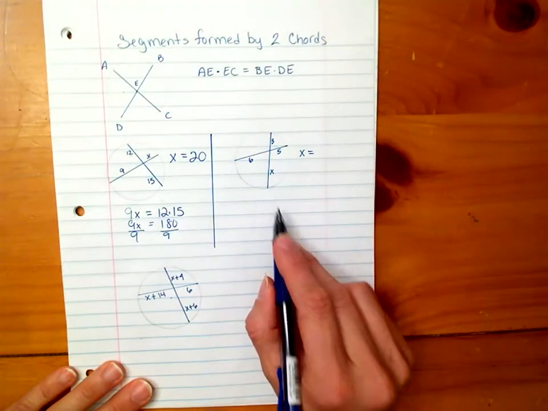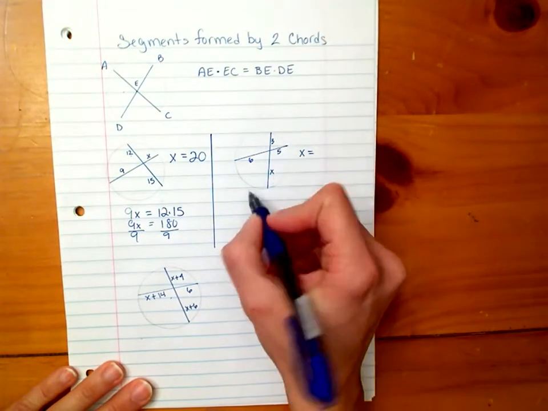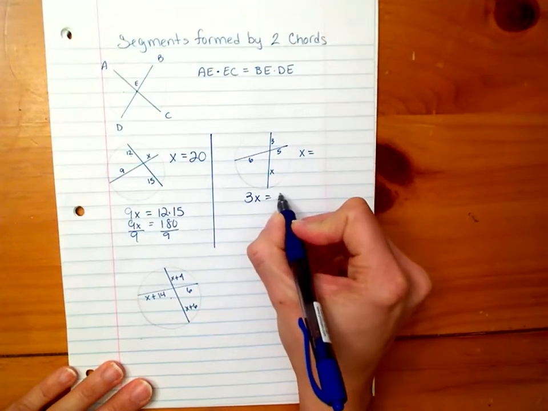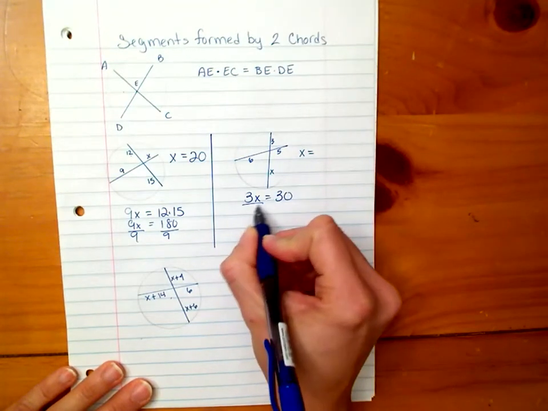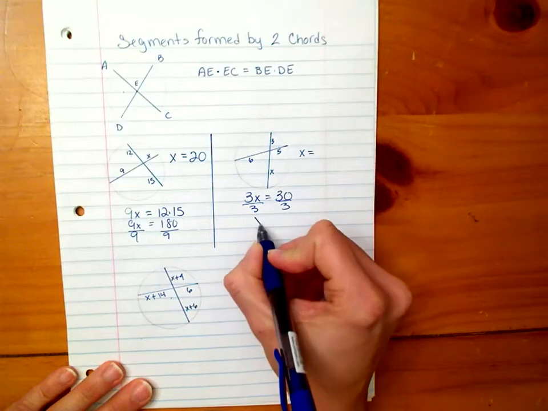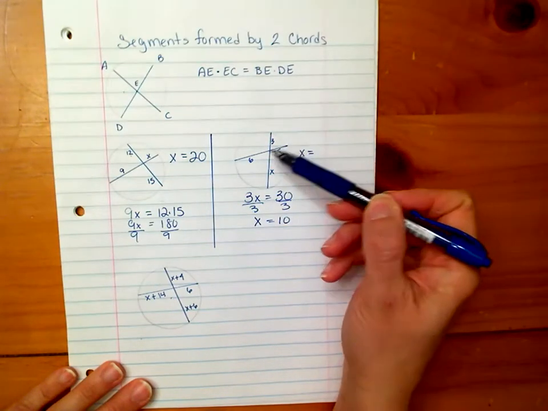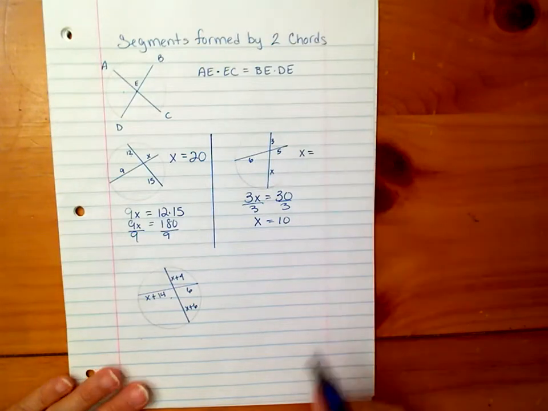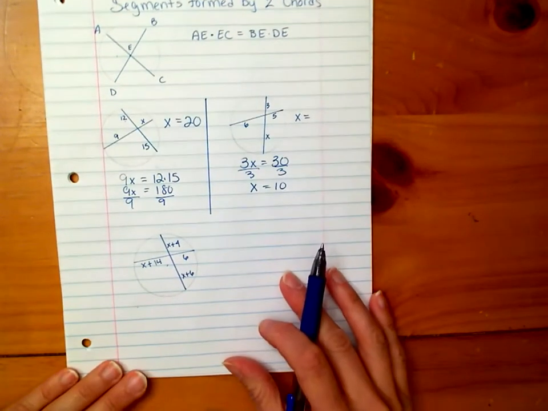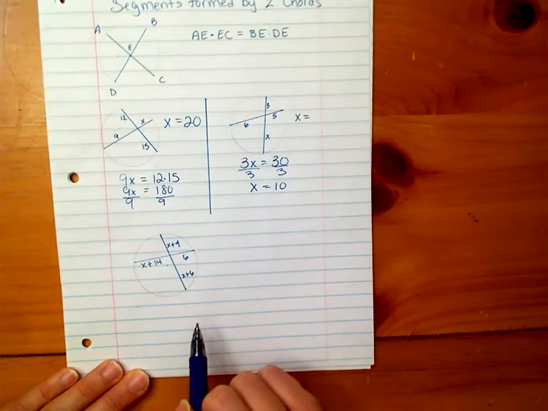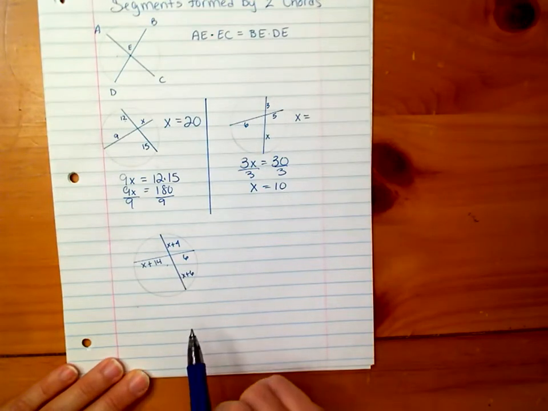On to this example, we have 3 times x equals 5 times 6, which is 30. We divide both sides by 3. Get x equals 10. So again, it's this part times this part equals this part times this part. Now to one that's a little more challenging. I'm going to have some variables to contend with.